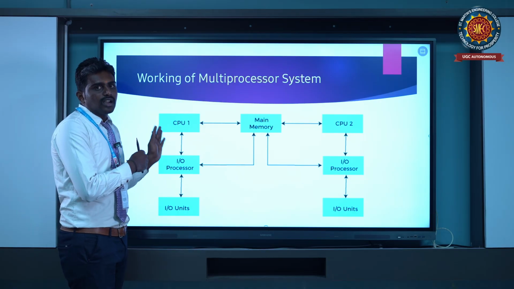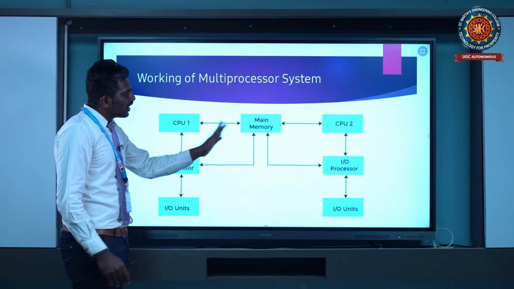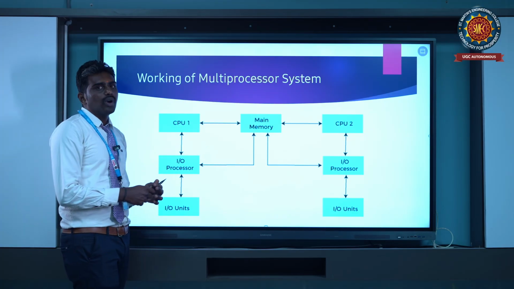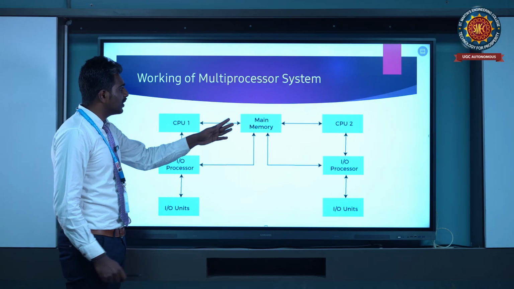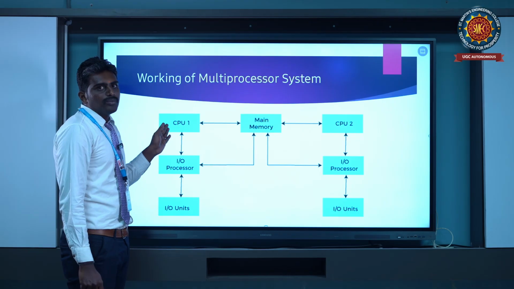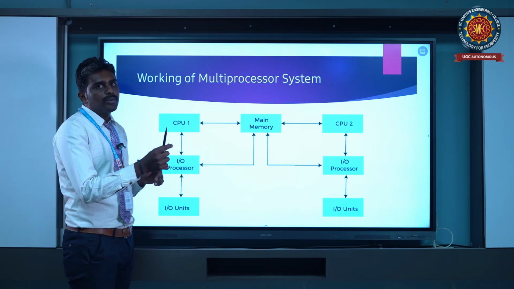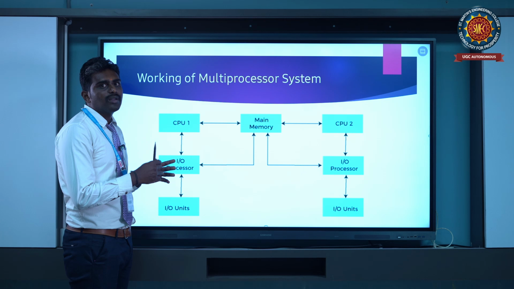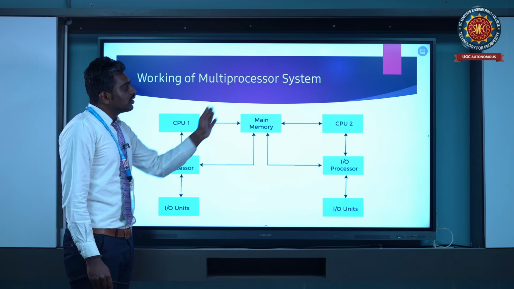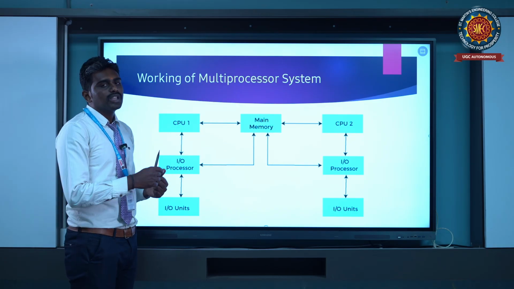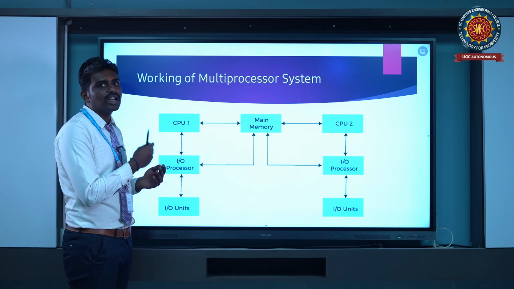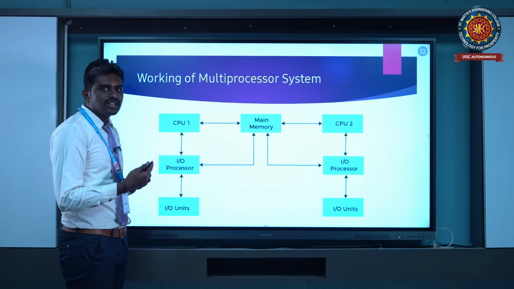All the components communicate through a two-way communication path. When process 1 comes in to be implemented, the system assigns process 1 to CPU 1. At the same time, when another process comes in, the system gives it to CPU 2, because two processes are available. So two processes are implemented at the same time, and they are also completed.